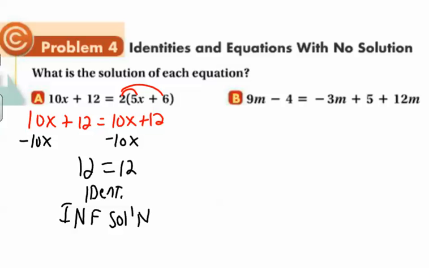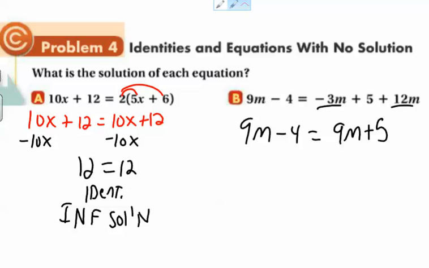Now this one. Here we have 9m minus 4, but then you have this minus 3m and this plus 12m. I'm going to combine those guys. So I got 9m minus 4 equals 9m plus 5. Which one's bigger, 9m or 9m? They are the same, but I'm going to subtract 9m. And then what I have left is negative 4 equals 5.